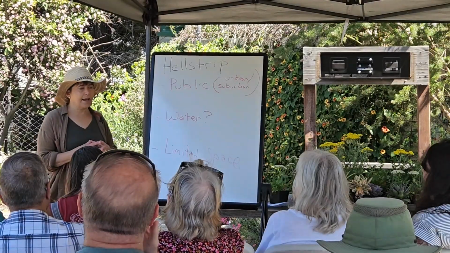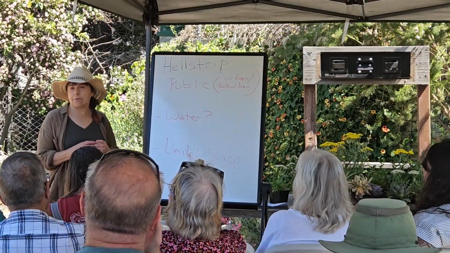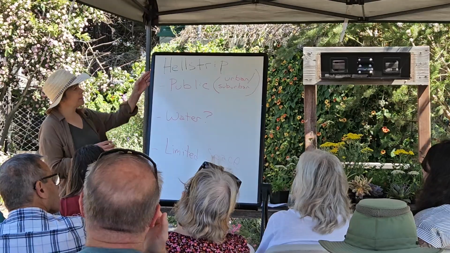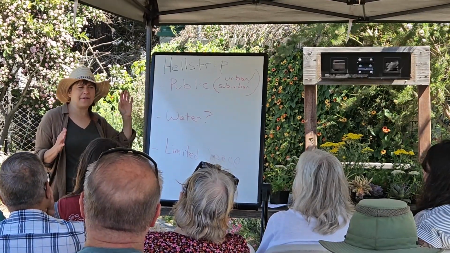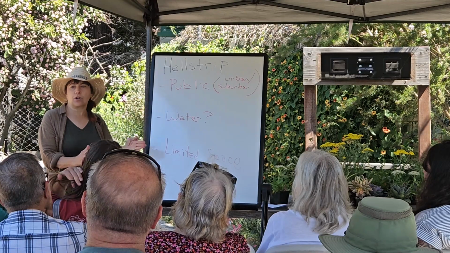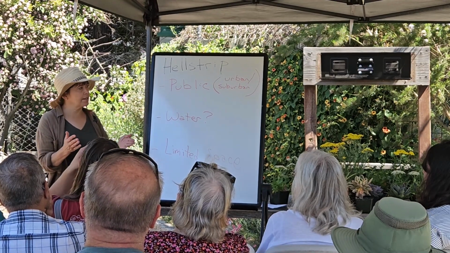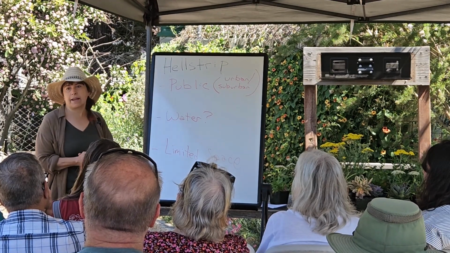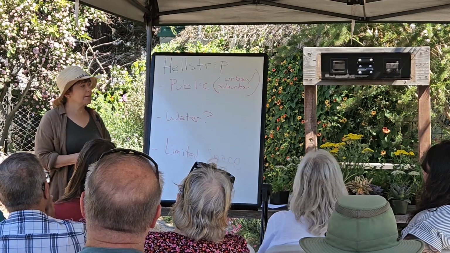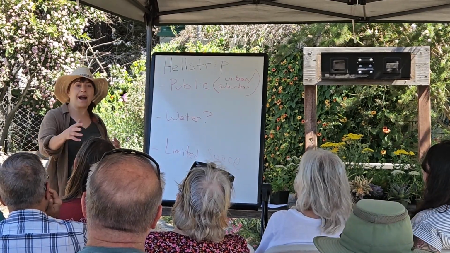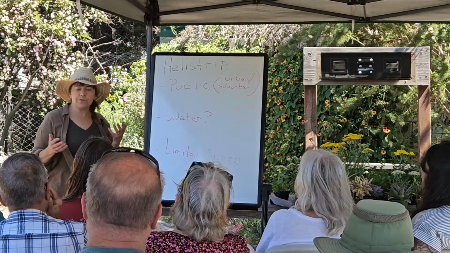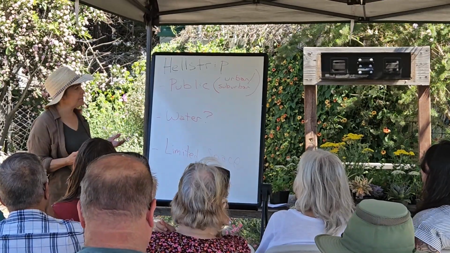Area, and I have worked a lot on sidewalk landscapes, which is what inspired this talk. So the Hellstrip is most often defined as the strip between the curb and the sidewalk in an urban or suburban area. There can be other examples, like maybe a median or an island in a parking lot. Those could be examples of Hellstrips also.